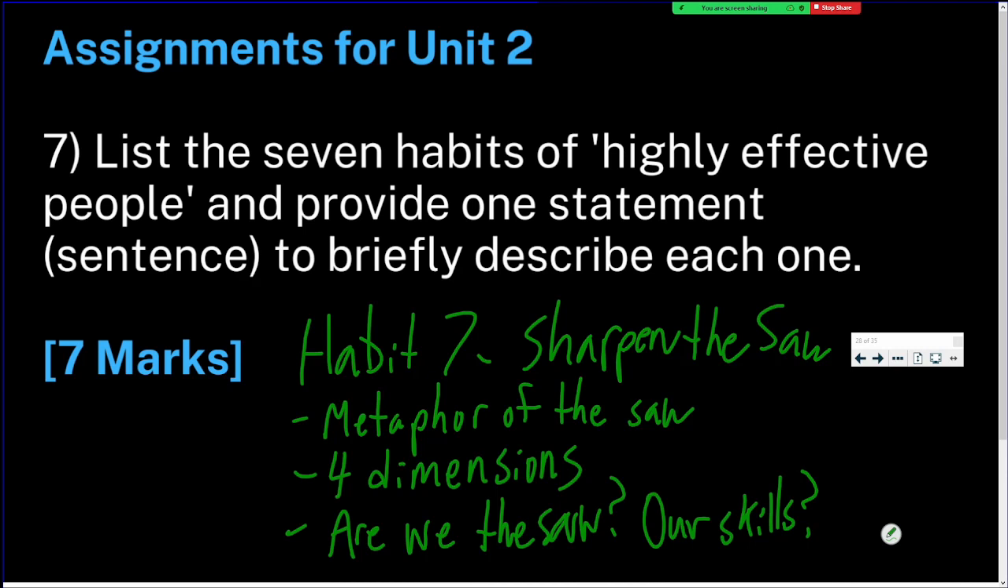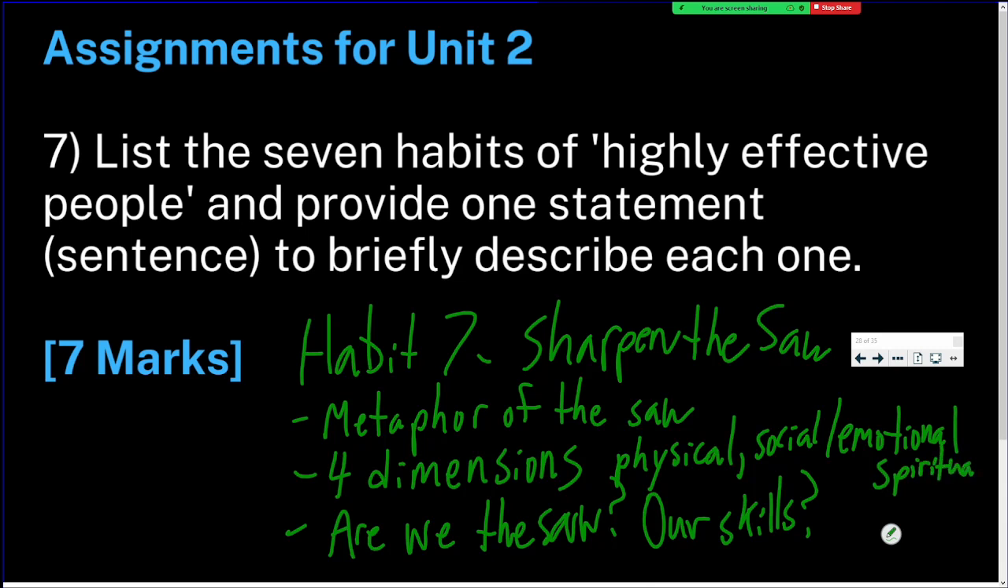So the 4 dimensions were physical renewal, social, emotional, spiritual, and mental. So that's 1, 2, 3, and 4. So there's 4 dimensions of the saw: physical renewal.